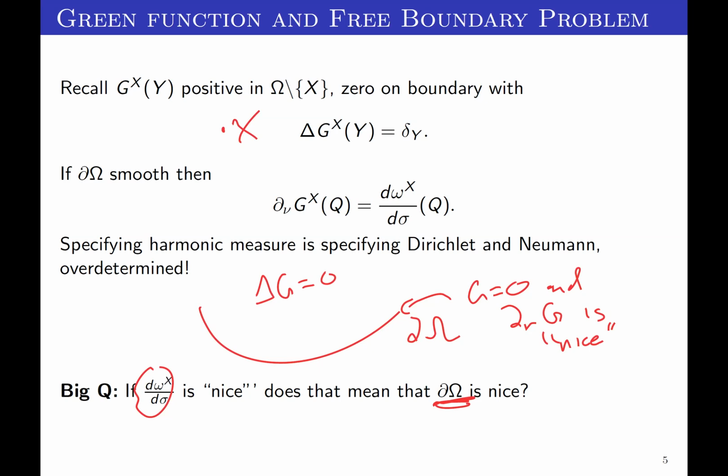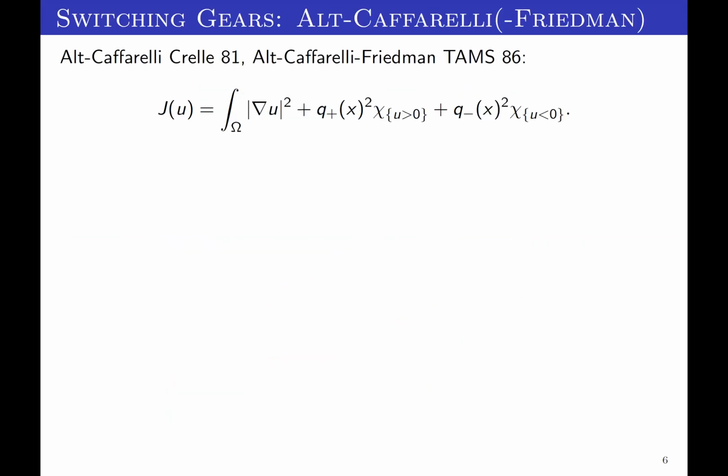Okay, I'll keep going. So let me switch gears to an actual free boundary problem. Alt and Caffarelli in Crelle in '81, and then a little bit later, Alt, Caffarelli and Friedman in the Transactions of the AMS in '86, were the first to mathematically rigorously study a free boundary problem, which actually had been observed, especially in fluid flow, for a very long time. So the idea is that you have this energy functional.